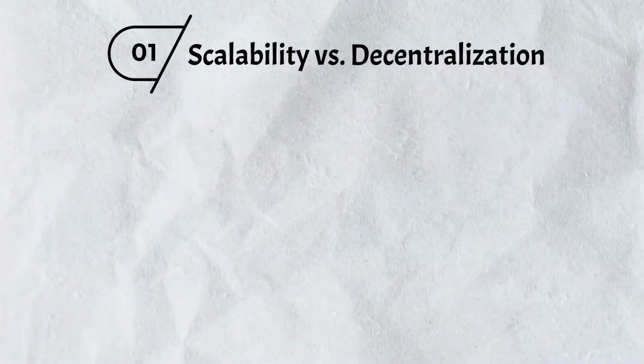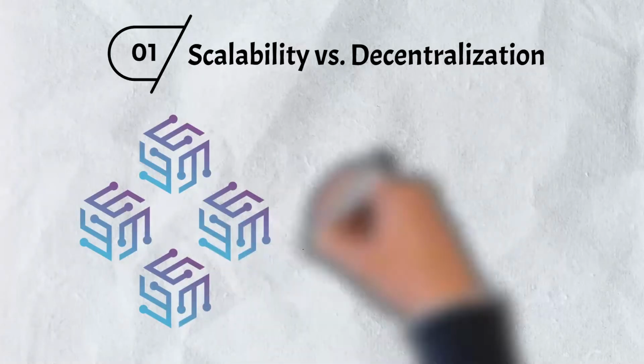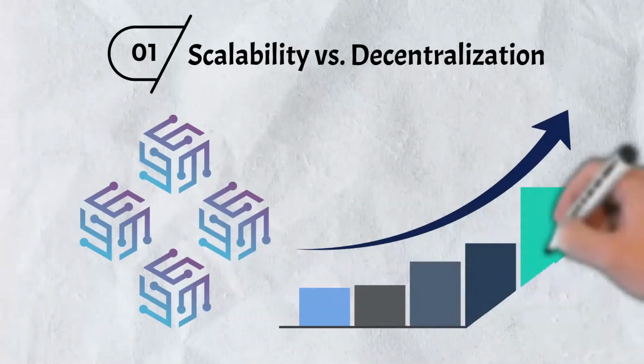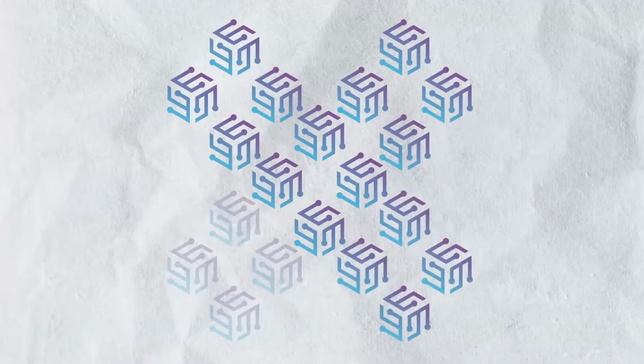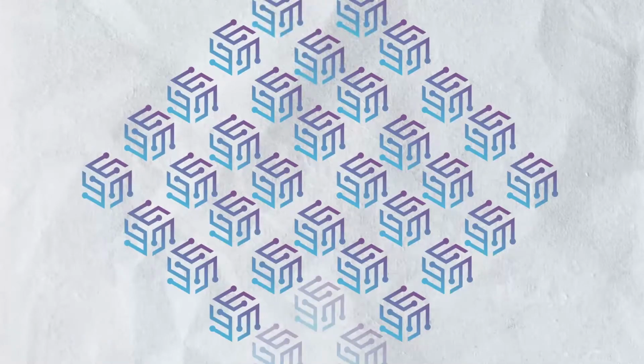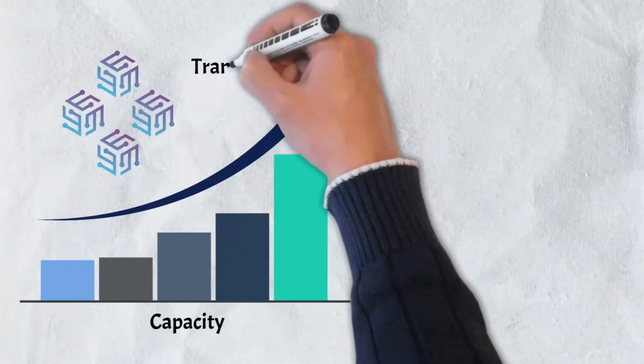Number 1. Scalability versus decentralization. With the rise in popularity of blockchains, comes the rise of scalability and decentralization issues. Scalability is a broad term that refers to a blockchain's ability to grow in order to accommodate the increased demand of it. Blockchains need to be able to increase their capacity in order to handle more transactions.